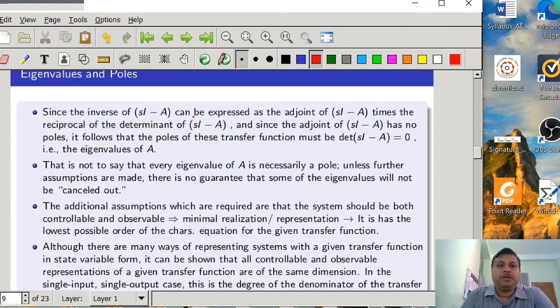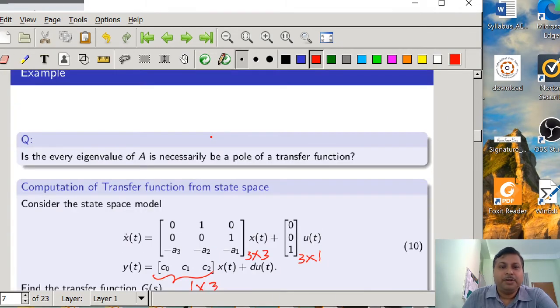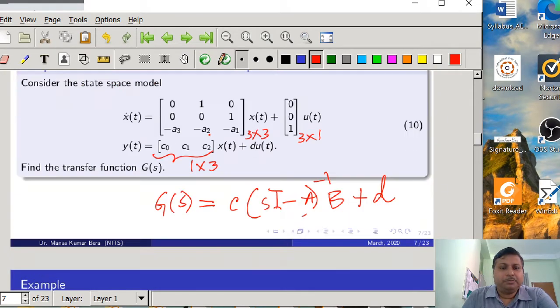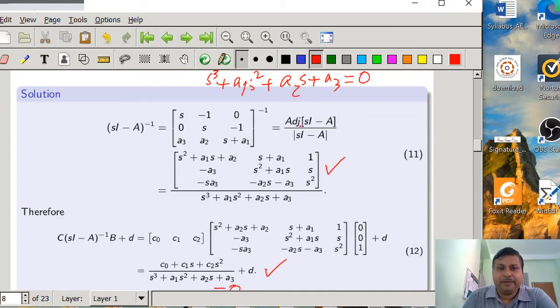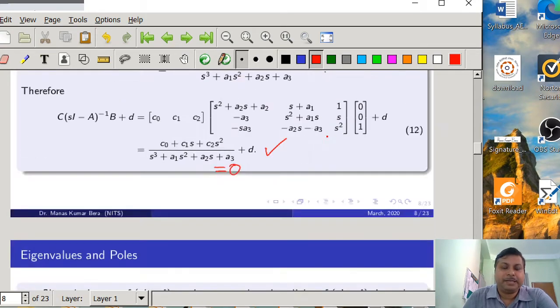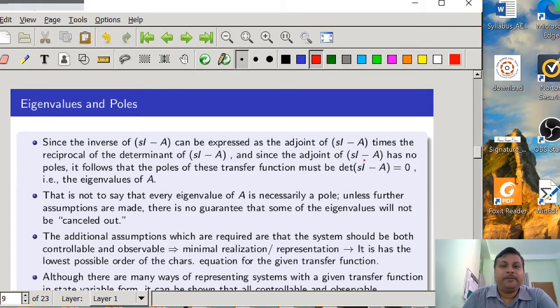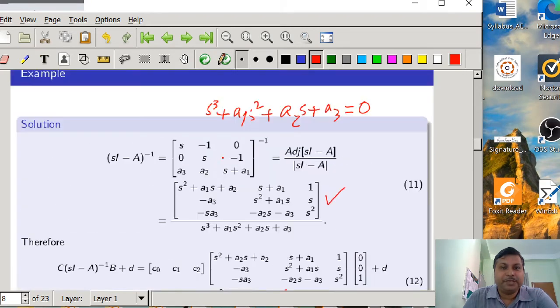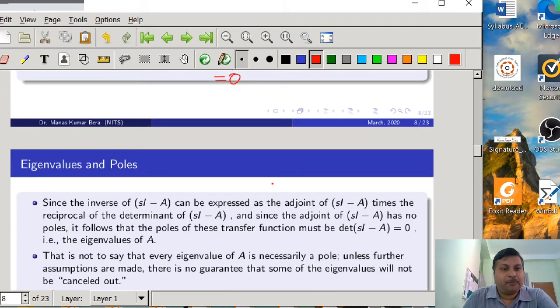The inverse of sI minus A can be expressed as the adjoint of sI minus A times the reciprocal of the determinant of sI minus A. That is the formula of (sI minus A) inverse. Since the adjoint of sI minus A has no poles, if you see its expression, it is in the numerator, so it is not going to contain any kind of pole.